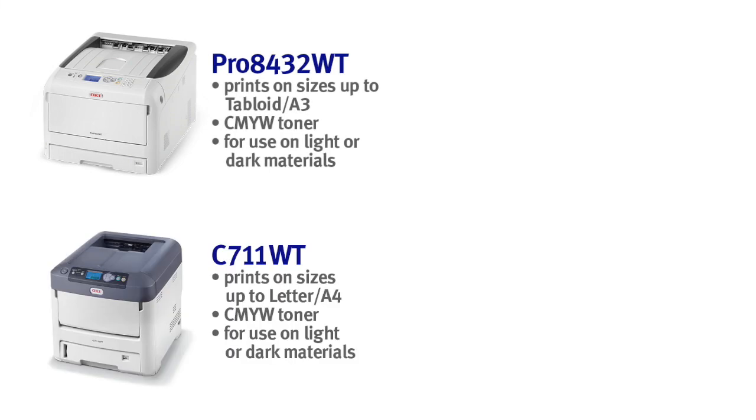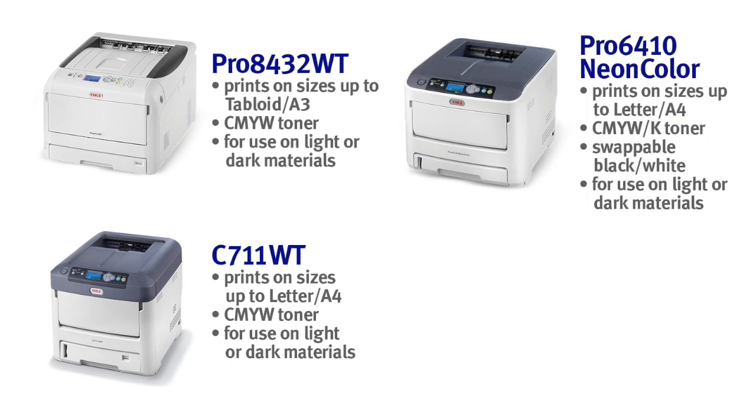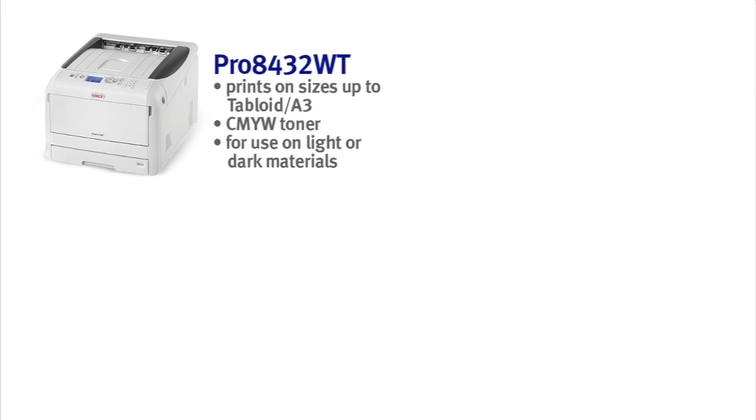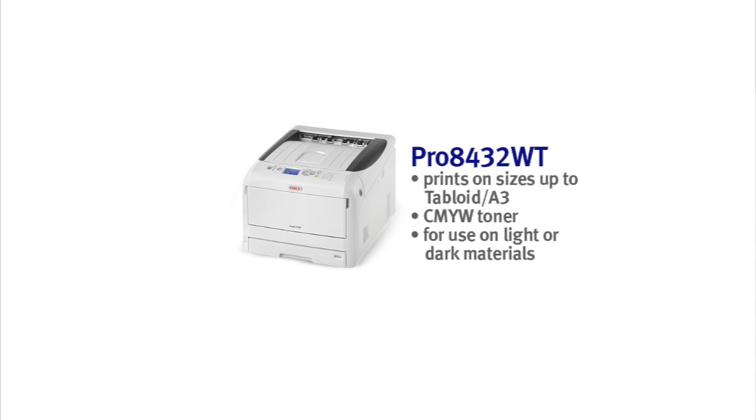The C711WT prints on sizes up to letter A4. It has a CMYW toner configuration, and it's also for use on light or dark materials. The Pro 6410 Neon Color prints on sizes up to letter A4. It uses CMYW and K toner in a swappable black or white station, and it's also for use on light or dark materials. And finally, the C831TS prints on sizes up to tabloid A3, uses a CMYK toner configuration, and it's for use on light materials. For this video, we'll only focus on printing dark shirts using the Pro 8432WT.